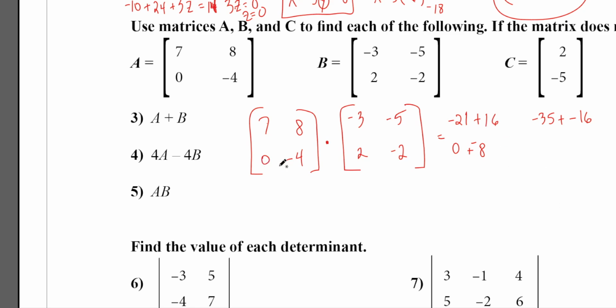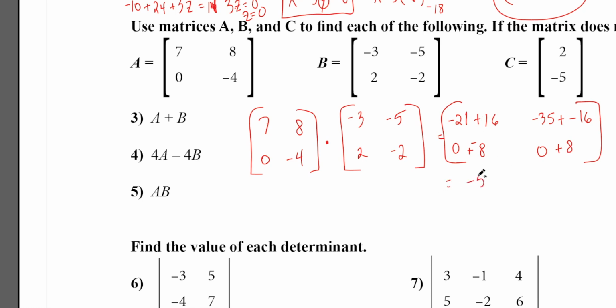And now we do the same thing, but we do it to the second column. So we take this second row times the second column this time. So I go 0 times negative 5, which is 0. And then I go negative 4 times negative 2, which is positive 8. So it's plus 8. So this one's a little tricky. This is not as intuitive, would you agree, as what we did for addition and multiplying by a scalar.